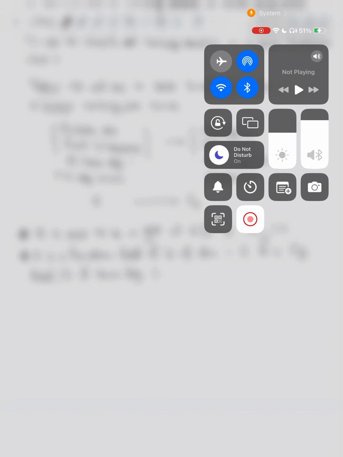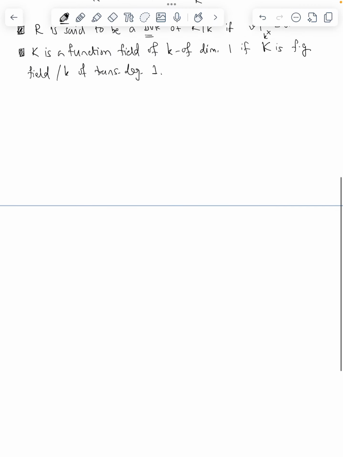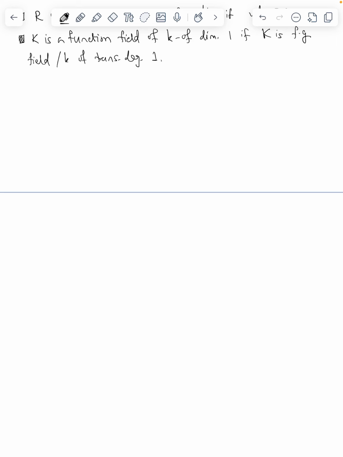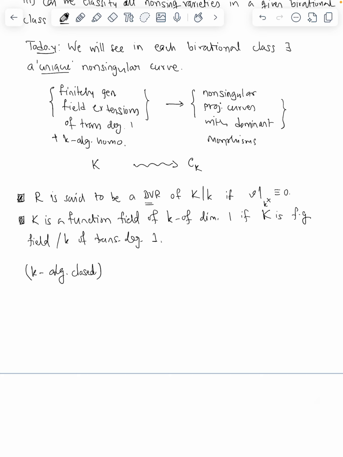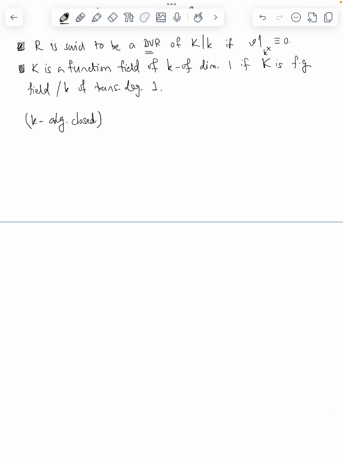Now from now on I will assume k to be algebraically closed. So throughout from now on k will be algebraically closed. And so basically we want to show the equivalence of these two things. So given such a function field of dimension 1, I need to associate a projective curve that has to be non-singular. As I was saying, you can think of K as a function field of a non-singular curve.